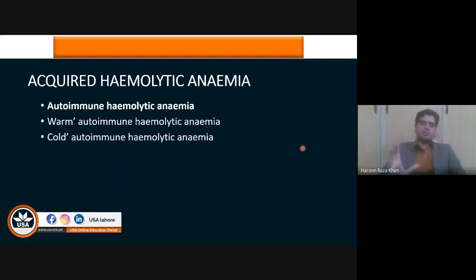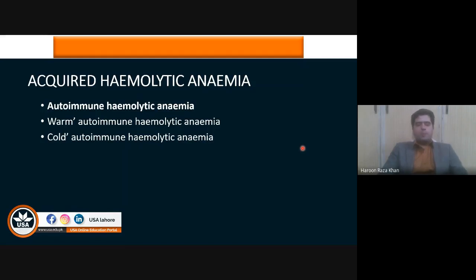The main features of warm autoimmune hemolytic anemia is that this anemia occurs at all ages, involves all sexes, and has a variable clinical picture. For example, there may be mild hemolysis to even life-threatening anemia. It can be primary or secondary as well. Investigation, as I've told you, is by a positive Coombs test.